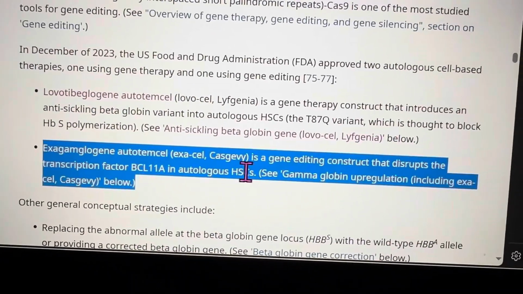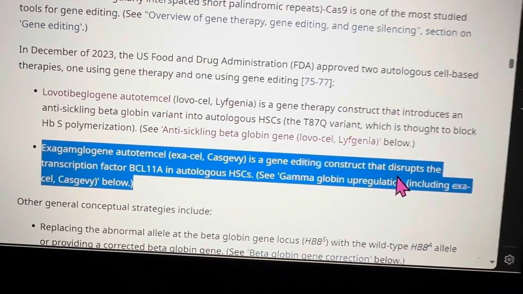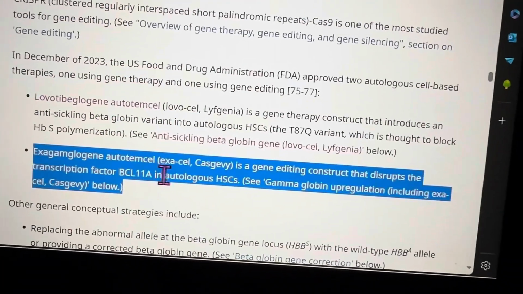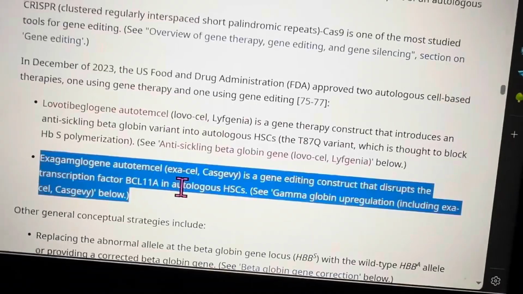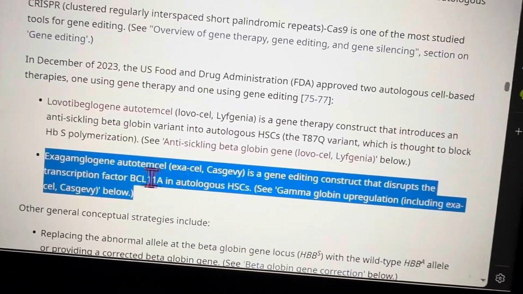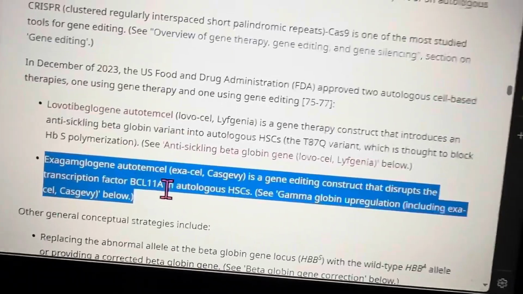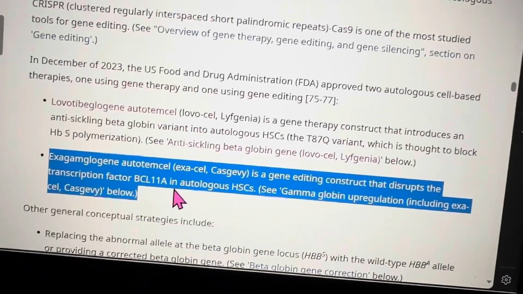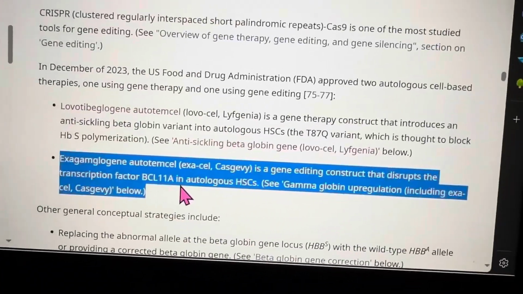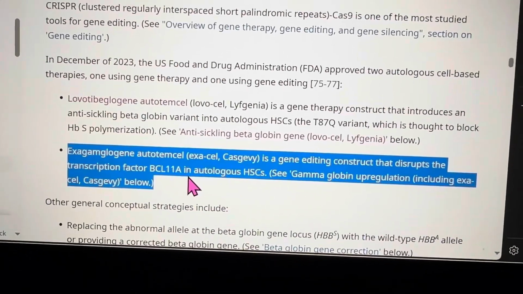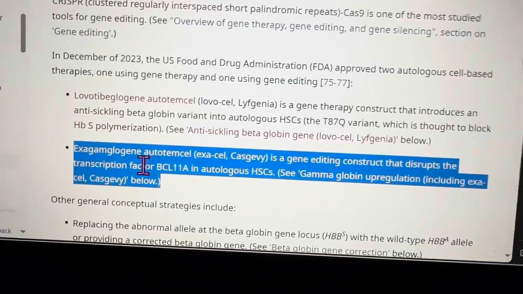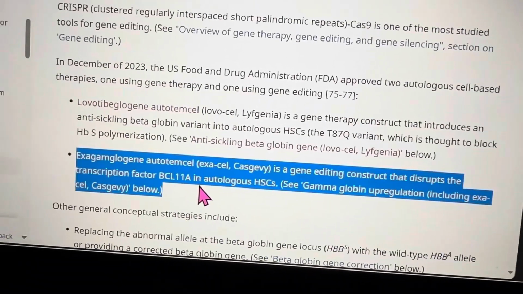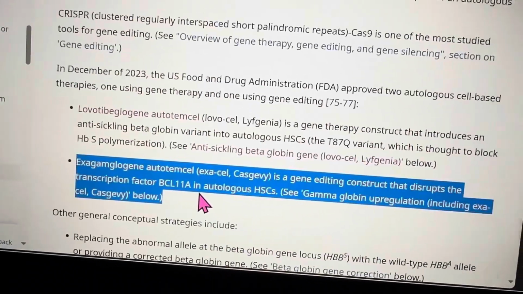Here, what we do is disrupt the transcription factor BCL11A. This is extremely important to understand further. BCL11A is a transcription factor that converts hemoglobin F to hemoglobin A. So in gene editing, we disrupt BCL11A, so hemoglobin F will not be converted into hemoglobin A, and we will have more hemoglobin F. Our goal is to get more hemoglobin F in both sickle cell and thalassemia.